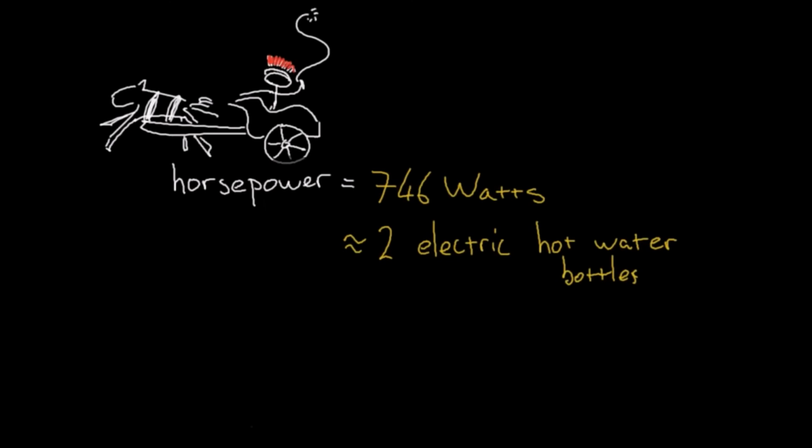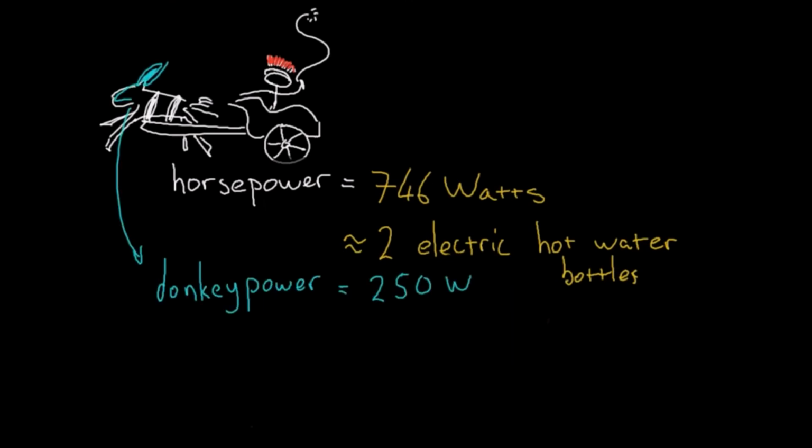Horsepower is intended to compare the power of horses and steam engines. 1 horsepower is equal to 746 watts, approximately 2 hot water bottles. Less well known is donkey power, 250 watts.